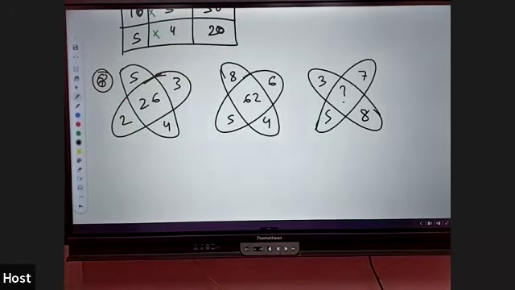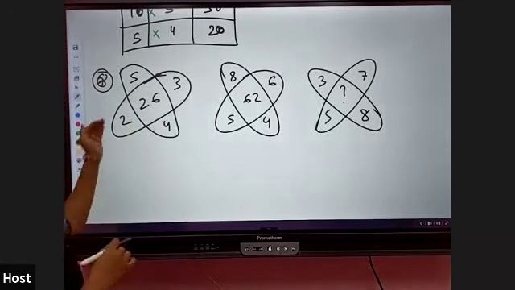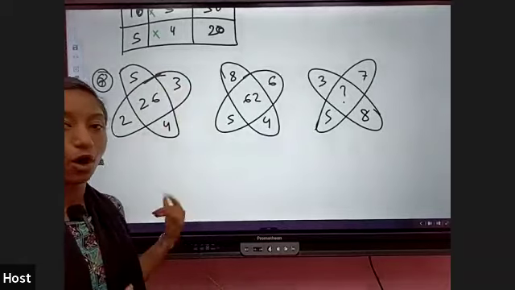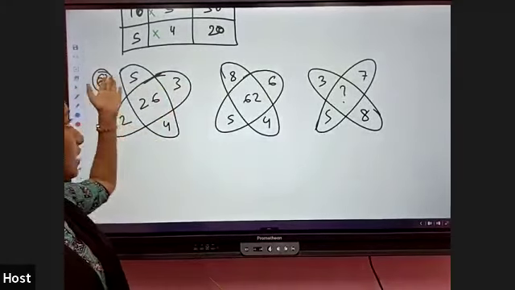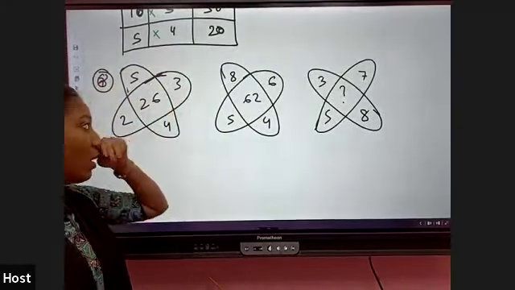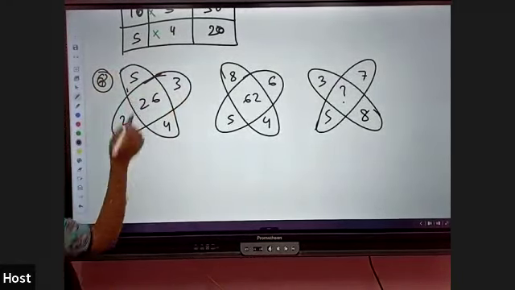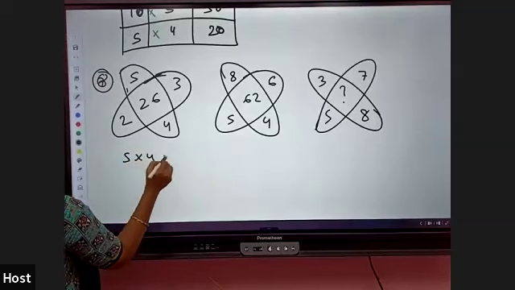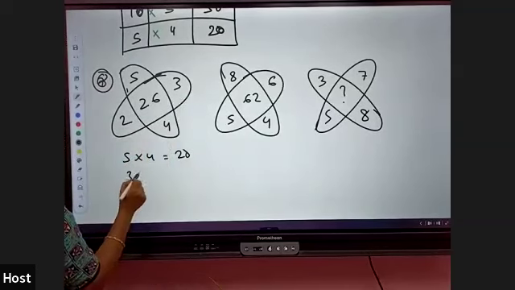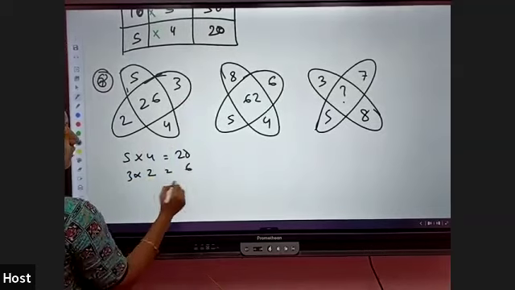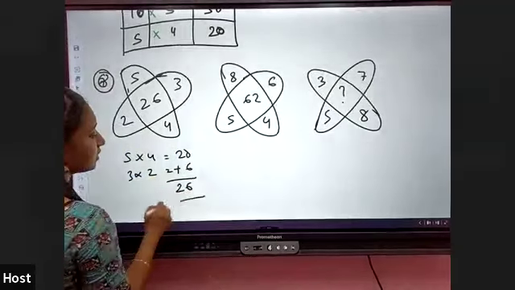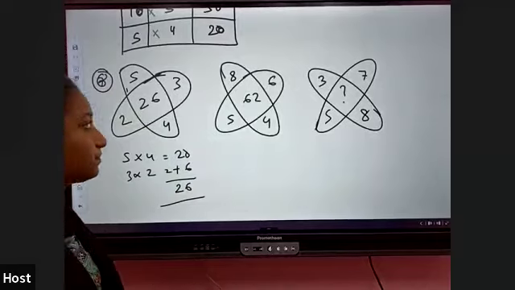So, in this question, we can do opposite or side by side. So, we can do 5 plus 3 or 5 into 3 or we can do 5 into 4 or 5 plus 4. So, here I am doing opposite. 5 into 4 equal to 20. 3 into 2 equal to 6. 20 plus 6, 26. So, 26 is the middle term.